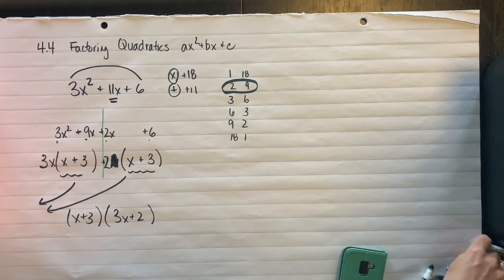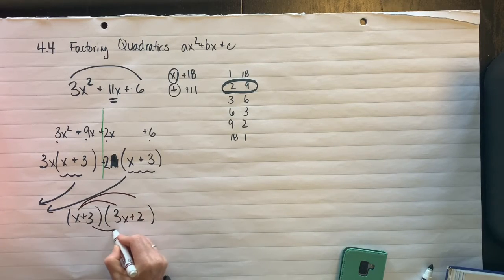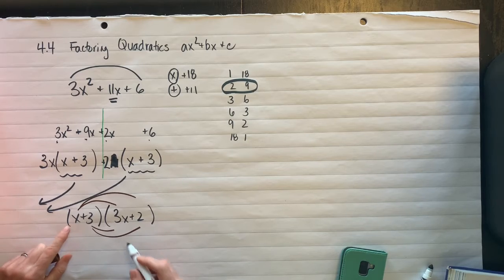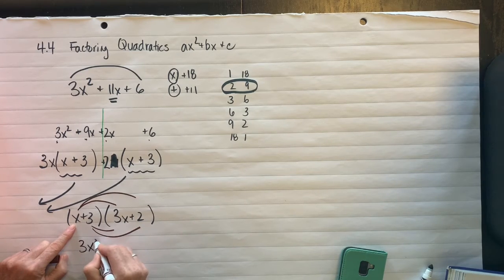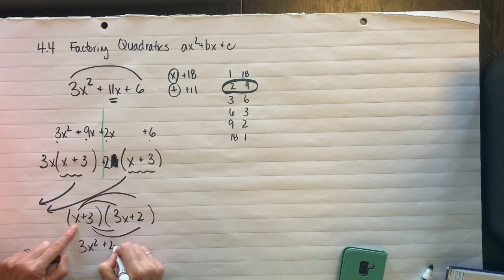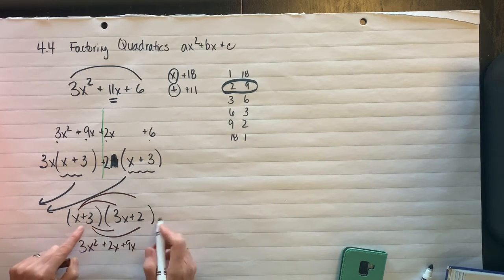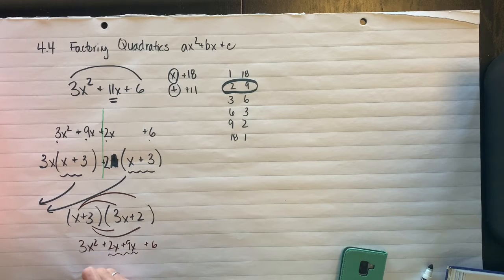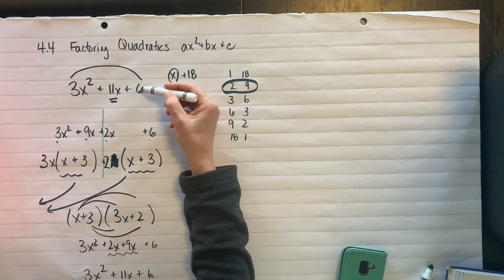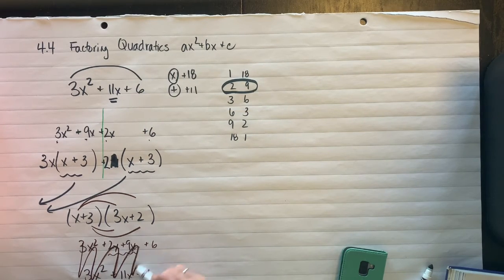How do I check if it's right? Well, I go back and I use good old FOIL. First, outside, inside, last. I get x times 3x equals 3x squared. Outside, x times 2 is plus 2x. Inside, 3 times 3x is 9x. And last, 3 times 2 is 6. Here are my like terms. And I'm left with 3x squared plus 11x plus 6, which is exactly what I started with, so I know I did it right. Remember, this is just checking your work, so don't show me that.